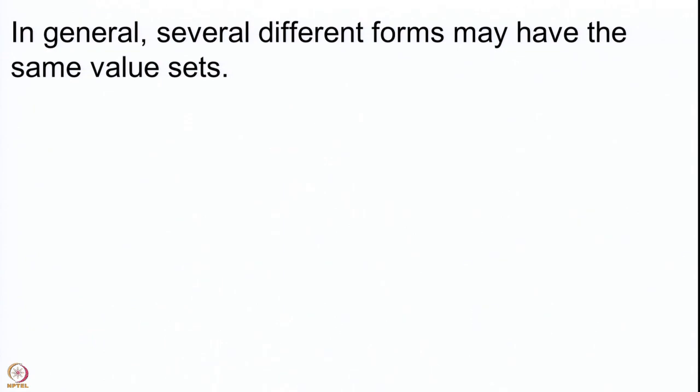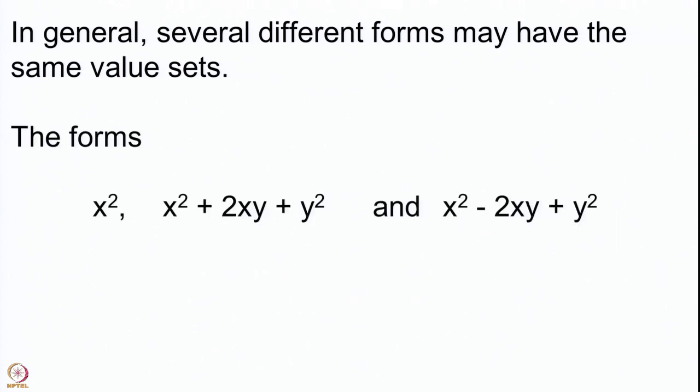So this can actually happen many times, it happens quite often. There may be several different forms which have the same value sets, and an example can be readily given. You may take these three forms. The first form is f of x comma y equal to x square. There is no xy term, there is no y square term. So the coefficients b and c are both 0, but we have the form to be x square.